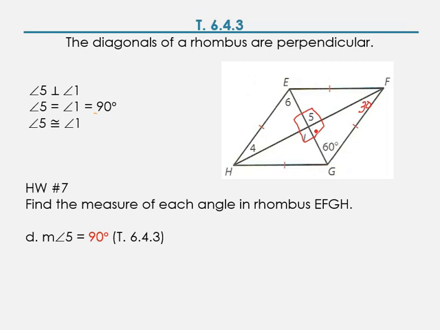Let's take a look at homework number 7. Find the measure of each angle in rhombus EFGH, and it says the measure of angle 5. Well, they already told you that these diagonals create perpendicular lines, which create 90 degree angles, so angle 5 is 90 degrees.